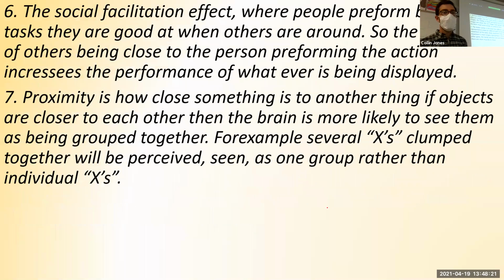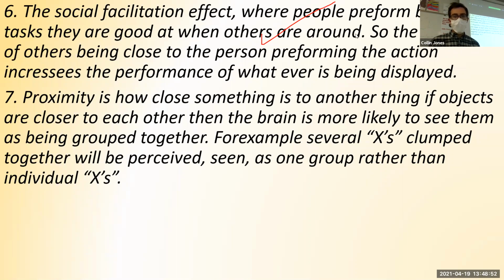This is an actual student response. Let's look at point 6 and 7. The social facilitation effect. This is in our last unit of the year, where people perform better at tasks they are good at when others are around. So the presence of others being close to the person performing the action increases the performance of whatever is being displayed. Again, they misspelled performing, they misspelled increases, but did they correctly explain what social facilitation is? This person got point 6 and point 7.